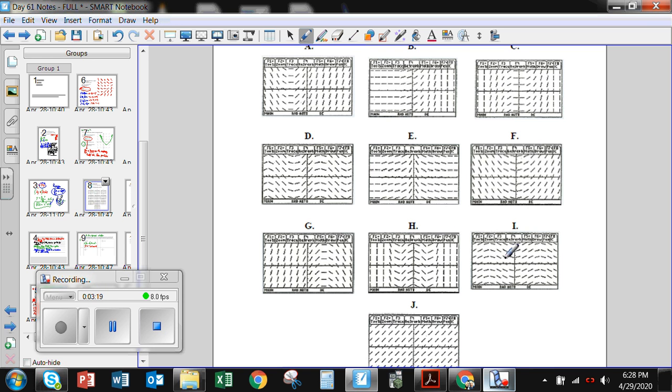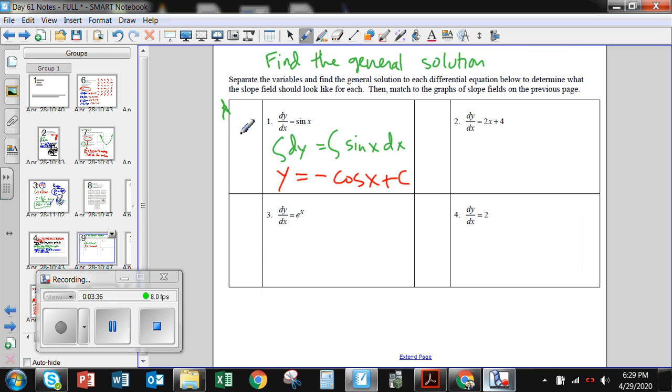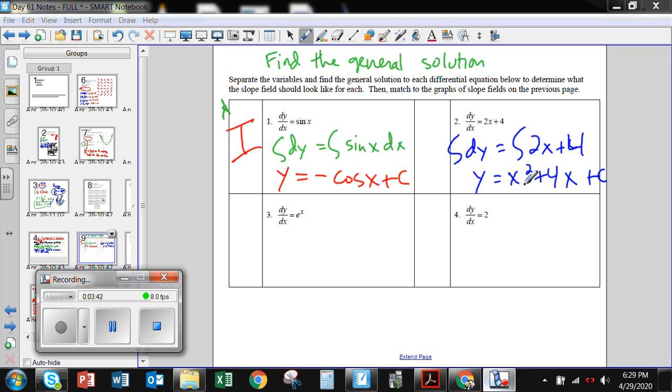And this is going to be the one. We know it normally starts there, so all the negative part does is reflect it over the x-axis. Let's keep taking the antiderivative of these functions and matching them up to one of the graphs. The second one, again, we do separation of variables, then take the integral. Oh, I forgot the dx over here. Now we get y equals 2x squared over 2, which is x squared, plus 4x plus the constant. So there's going to be an infinite number of solutions.